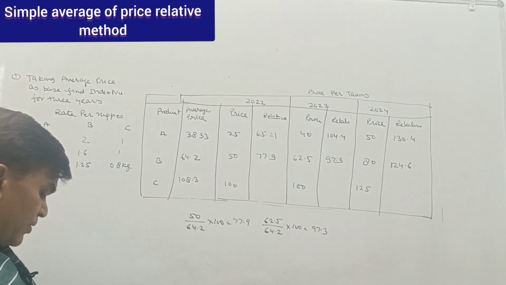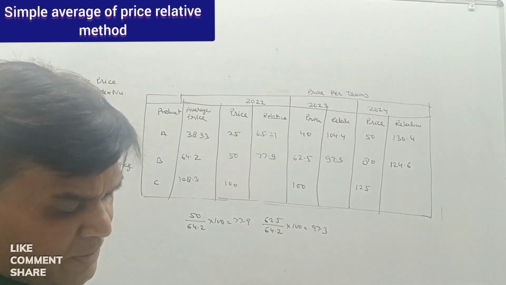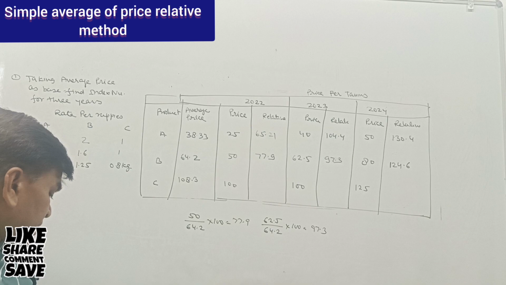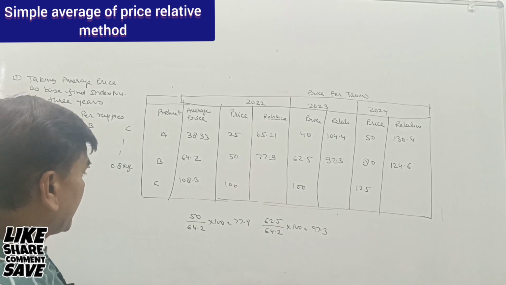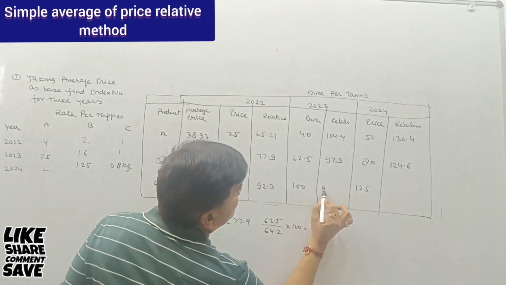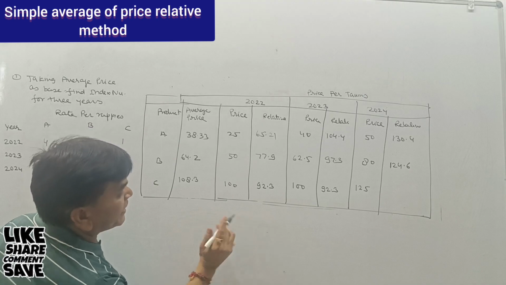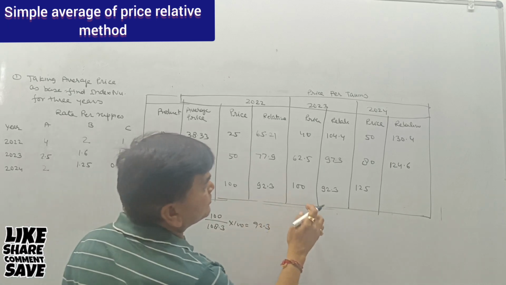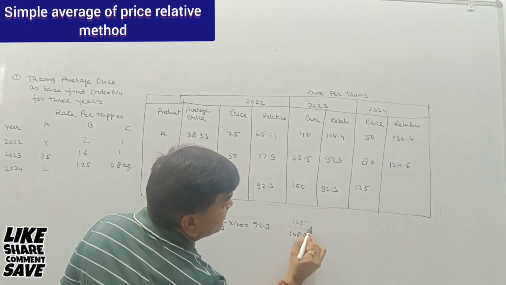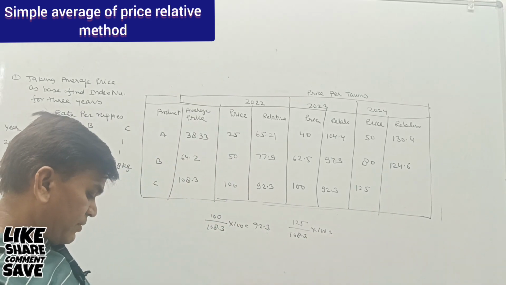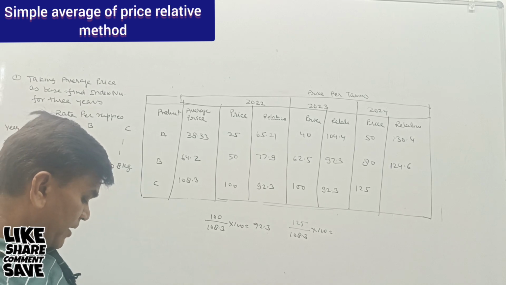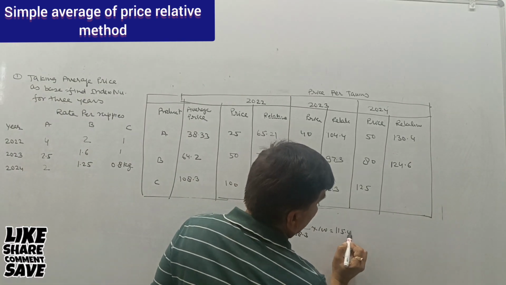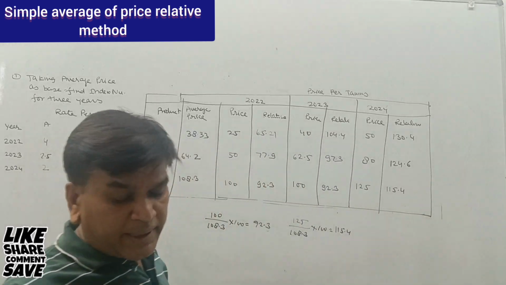Next one, 108.3 is the base. Okay, 100 divided by 108.3 multiplied by 100, that is 92.3. So this will be 92.3 and this will also be 92.3. Then 125 divided by 108.3 multiplied by 100, that is 115.4. So we have calculated the relatives of all.